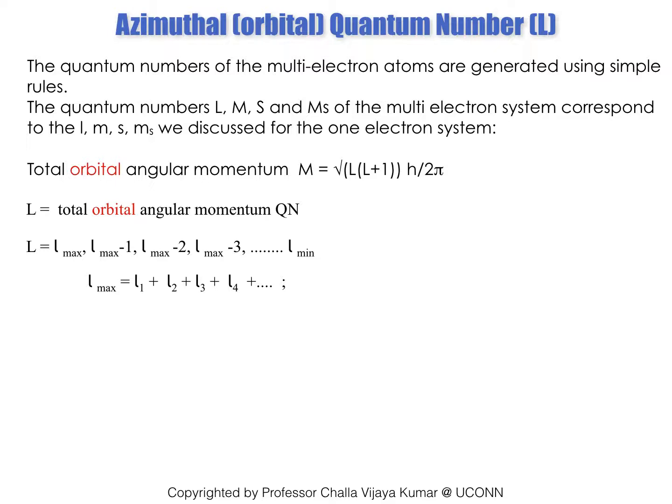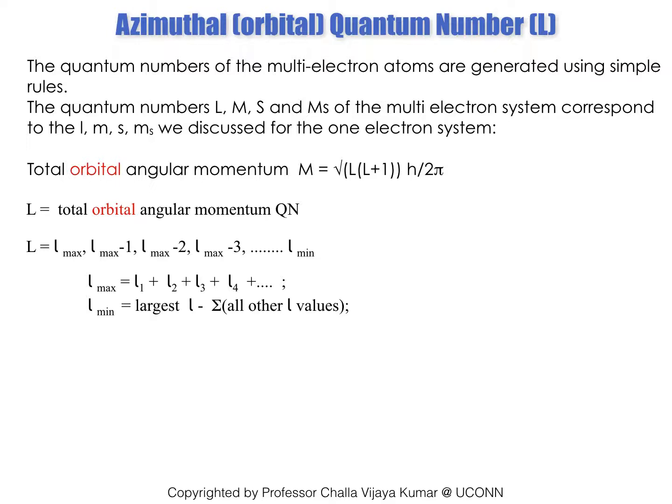So L max is the sum of all the l values. L min is simply the largest value of l minus the summation of all the remaining l values from it. So that the capital L, the coupled angular momentum, will be all the numbers from L max till L min. So all these different angular momentum states are generated by coupling of the existing angular momenta of the unpaired, partially filled orbitals that we have.